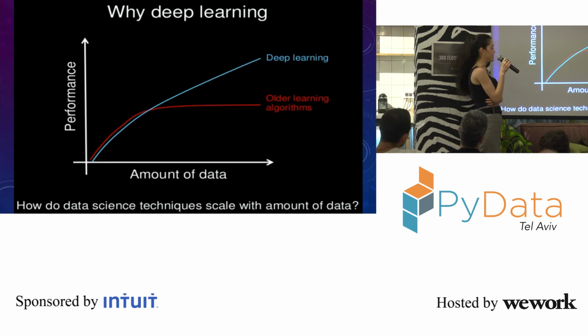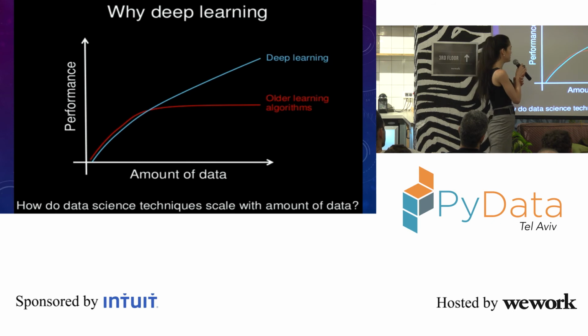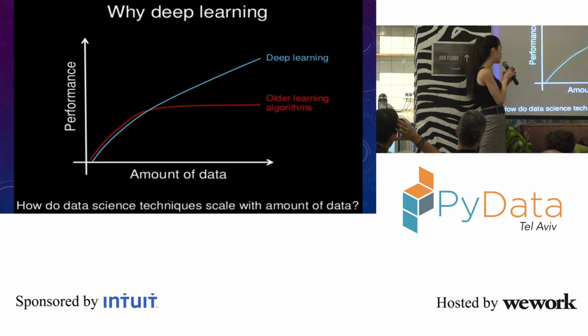So why deep learning? We know that as the amount of data increases, the performance increases as well. Compared to old machine learning and computer vision algorithms, it's better for us to use deep learning. And now I was wondering, how can we use data science techniques in order to scale the amount of data that we have at hand?